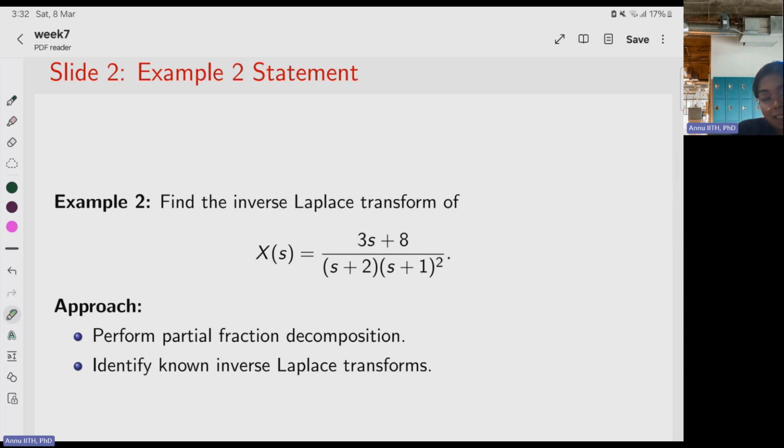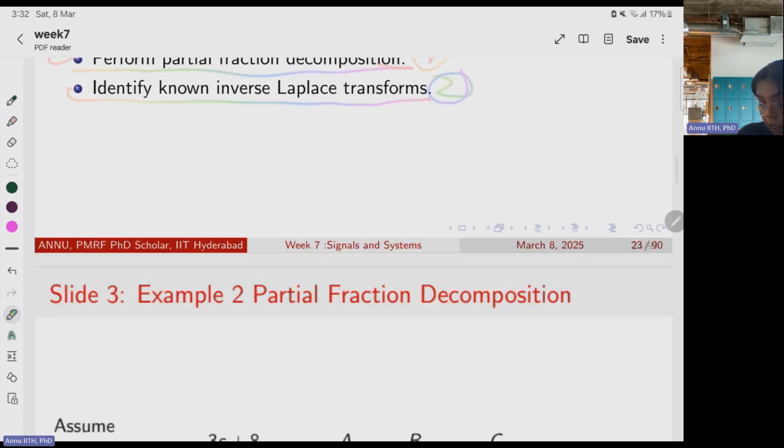So far, so good. We were calculating the Laplace transform, and that was easy. For this also, you have to first follow the inverse rules. First, you decompose into partial fractions. Then identify some known inverse Laplace transforms and then do that. So the approach will be: first, partial fraction decomposition; second, identify the known Laplace transforms. So let us do the first thing.